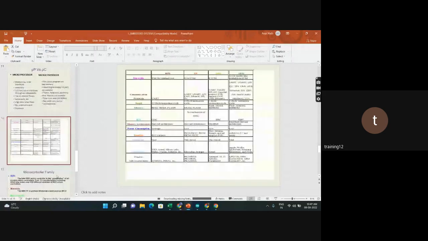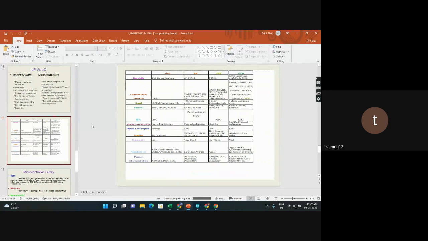Here are some differences between 8051 and PIC, AVR, and ARM. In 8051, bus width is 8-bit for the standard port, but PIC is 8, 16, 32-bit. In AVR, the bus width is 8 to 32-bit. In ARM, bus width is 32-bit, and mostly also available in 64-bit. ARM is Advanced RISC Machine.